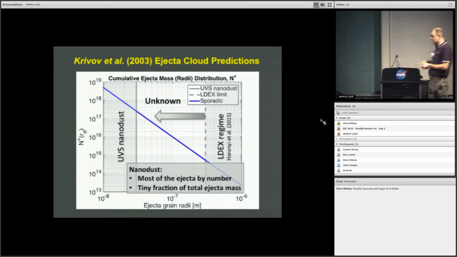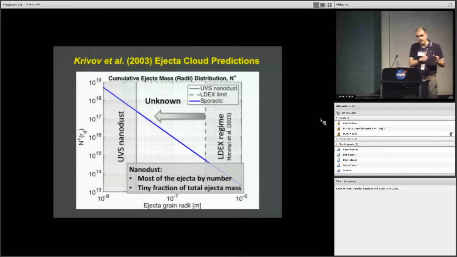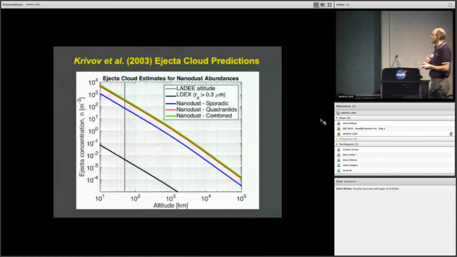I should point out that most of the ejecta by number, if this is true, would be in the nanodust. But it only represents a tiny, tiny fraction of the total ejecta mass. So I'm not increasing the mass. I'm just taking the same mass that we think is there and dividing it into smaller pieces. So it's just increasing the number, not the mass.